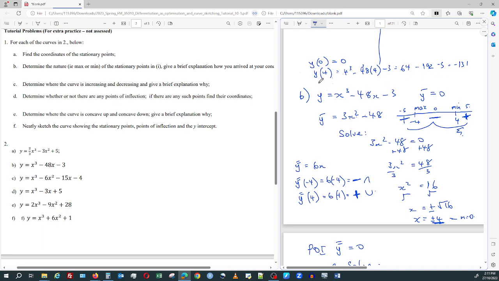And for y of minus 4, it's minus 4 all cubed, minus 48 minus 4, that'll become positive, minus 3. So we get negative 64 plus 192 this time, minus 3. So that one is 192 minus 67.